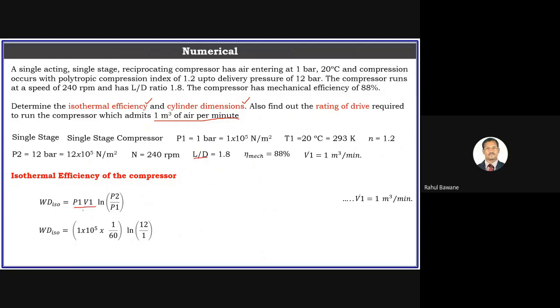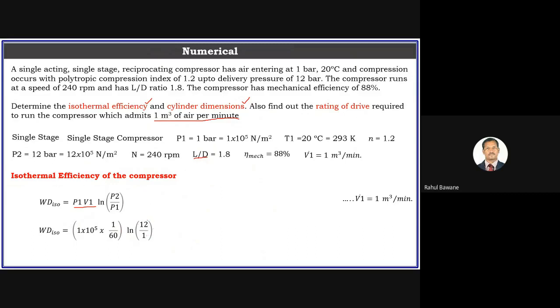But here this is P1 V1, so we can't put in bar. We have to convert it to basic unit Newton per meter square. So 1 bar is equal to 1 into 10 to the power 5 Newton per meter square, multiplied by V1. V1 is 1 meter cube per minute, so we convert into 1 divided by 60. So it becomes meter cube per second.